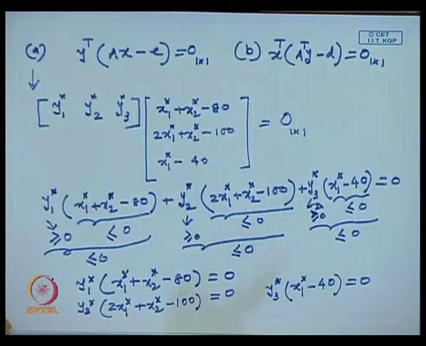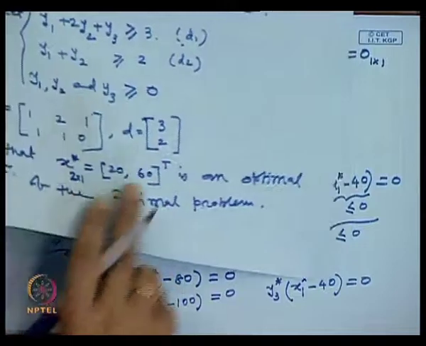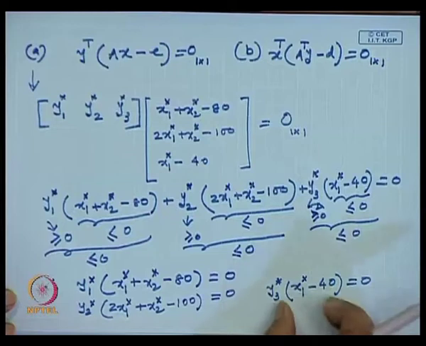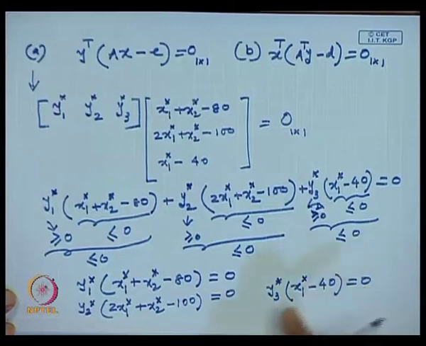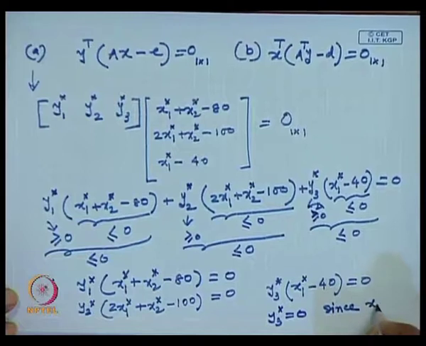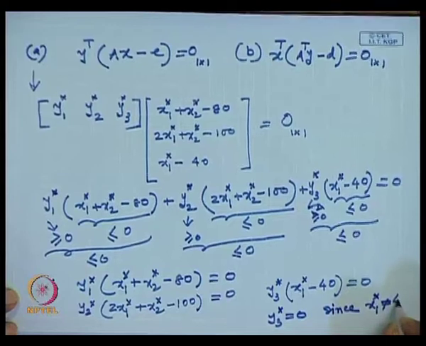Now, look at this expression where our solution is given, that primal solution is given, x star is 20 and 60, that means x 1 is 20. So, in this equation if you put x 1 is 20, that means this quantity is not equal to 0. Then in order to make this 0, y 3 must be 0. So, y 3 star is equal to 0, since x 1 star is not equal to 40.